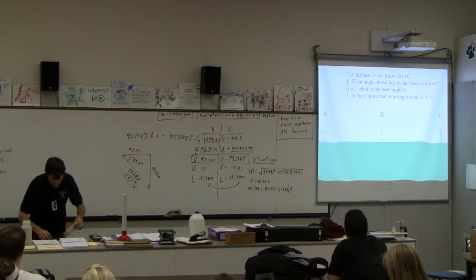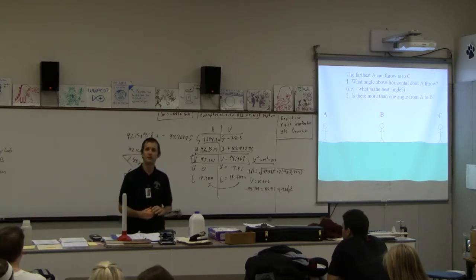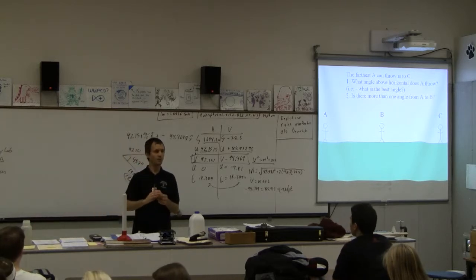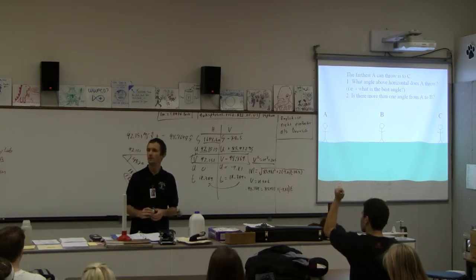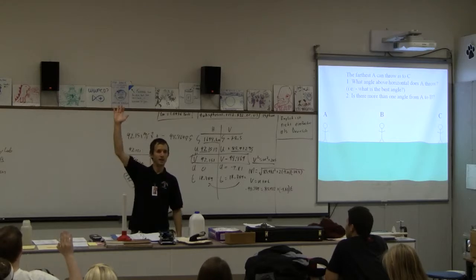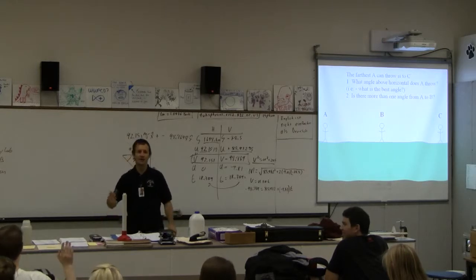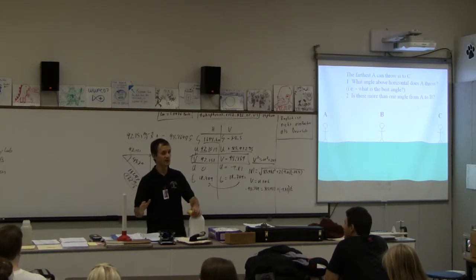45 degrees is exactly equal to vertical. Bobby thinks it's 45 degrees because it's exactly equal horizontal and vertical. Do you think 45 is the best? How many think 45 is the best angle for range? Bobby does, I do. Anybody else? Okay, so we got a few votes for that, yes?